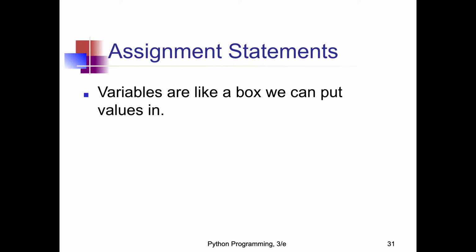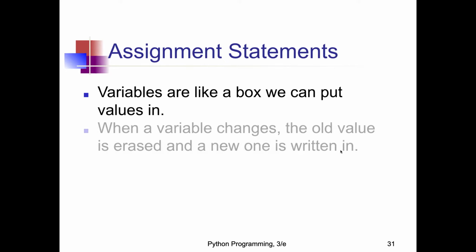The analogy to describe what a variable is, is that we can think of it as a box. Variables are like a box we put values in. In real computer terms, it's not actually a box, it is a memory address, ready for us to store a value in that memory location. When a variable changes, the old value is erased and a new one is written in the same space.